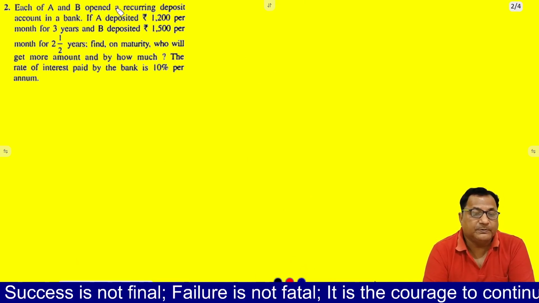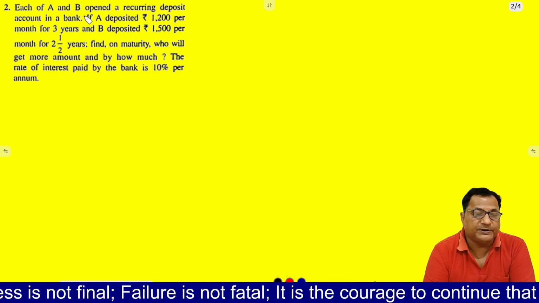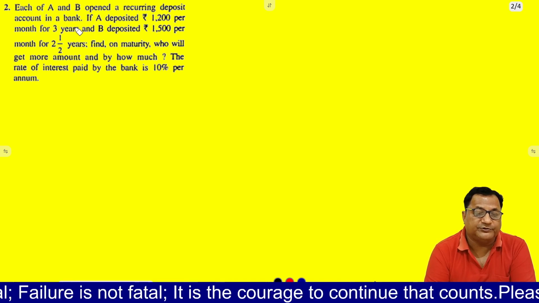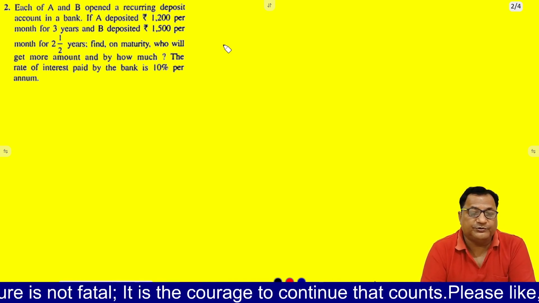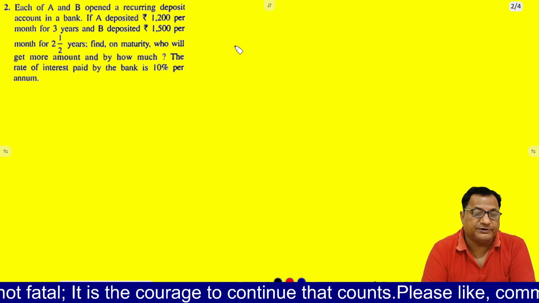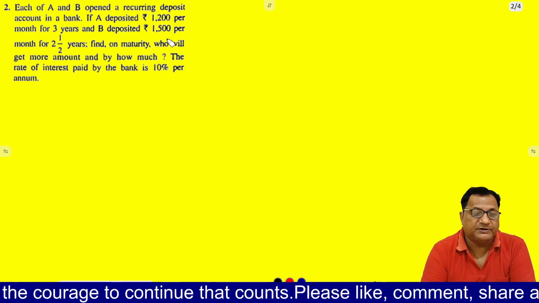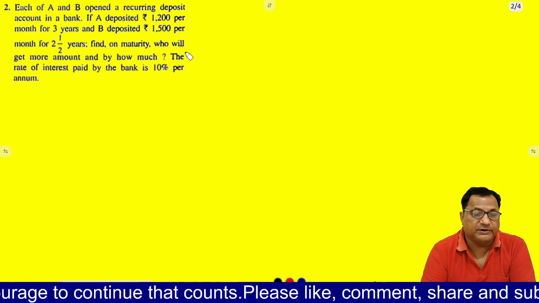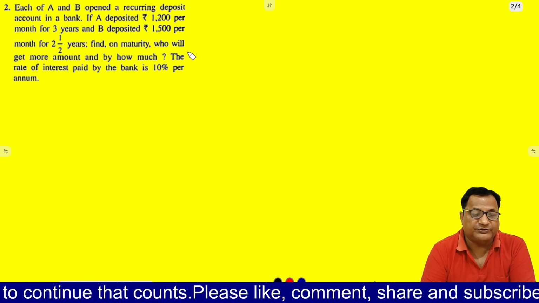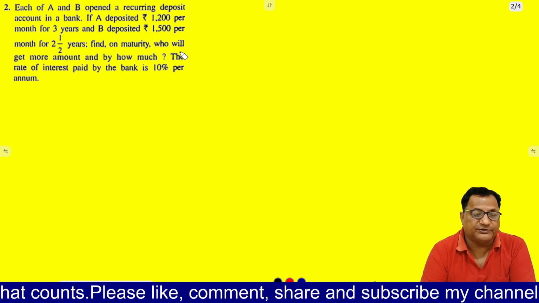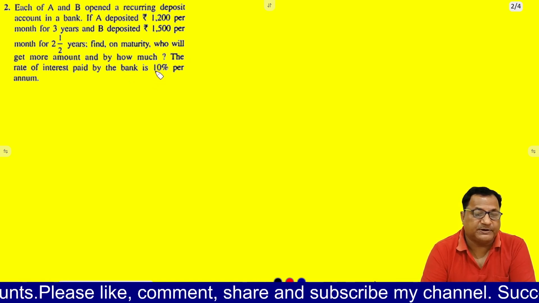Question number 2: each of A and B open a recurring deposit account in a bank. If A deposited rupees 1200 per month for 3 years and B deposited rupees 1500 per month for 2.5 years, find on maturity who will get more amount and by how much. The rate of interest paid by the bank is 10% per annum.